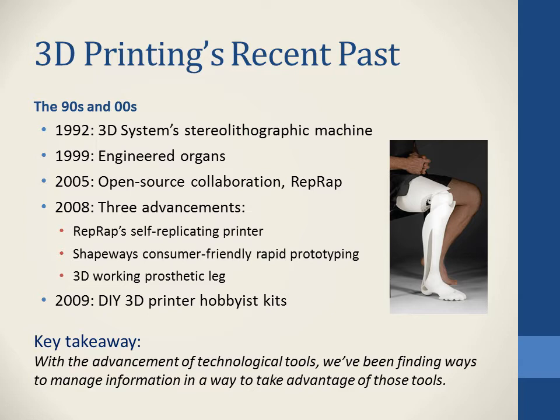The late 90s and the aughts brought artificial organs using 3D printing technology. While this sophisticated use of information and technology together is a sign of 3D printing's potential, the technology's recent past also shows us the practical, everyday usage that brings the technology to both manufacturing and the hobbyist. The key takeaway from all this is that so long as new technology has been created, we've found ways to manage information in a way that takes advantage of these tools.